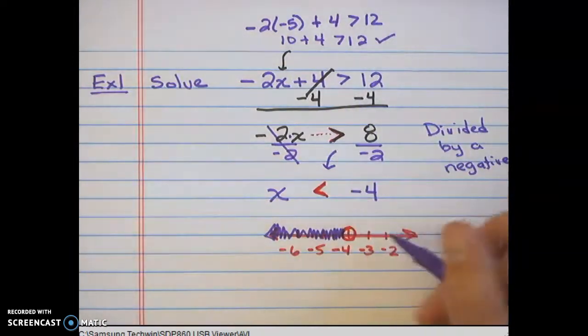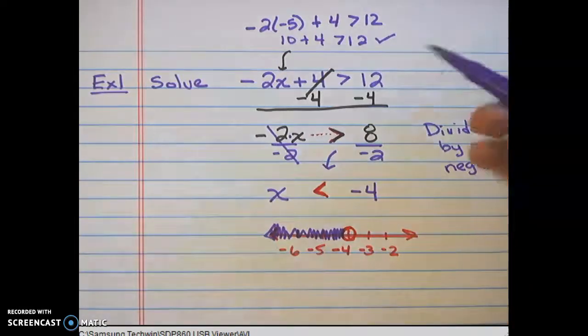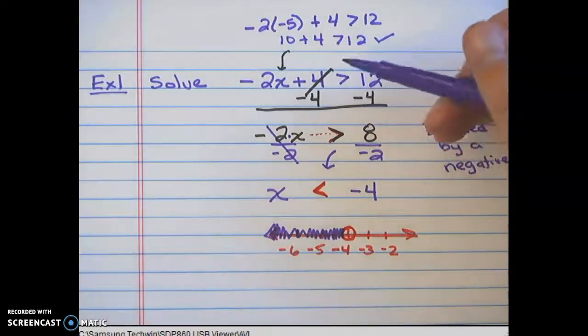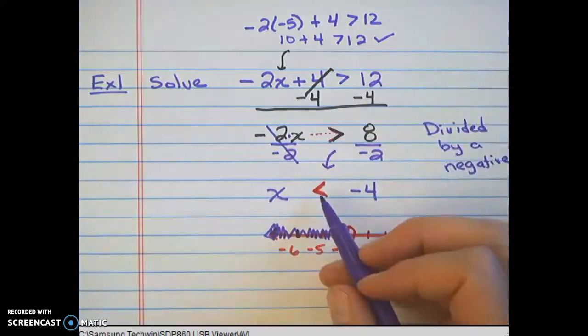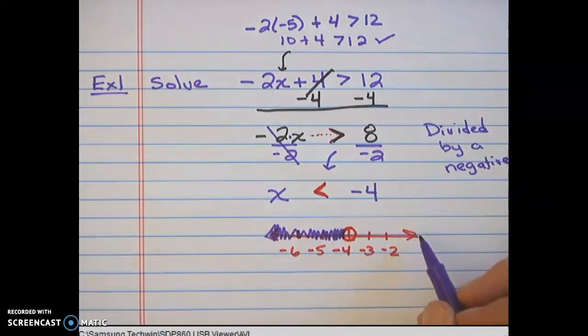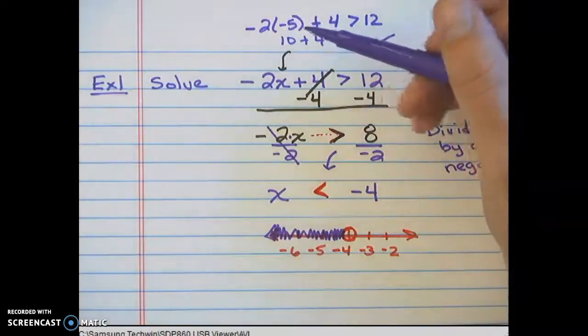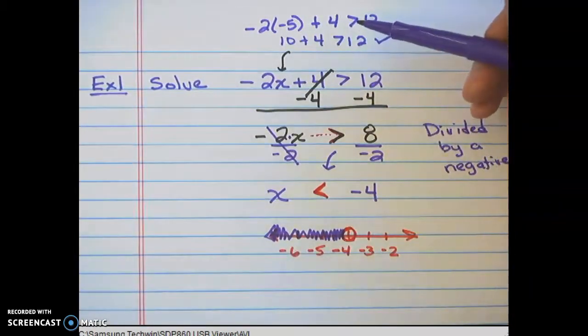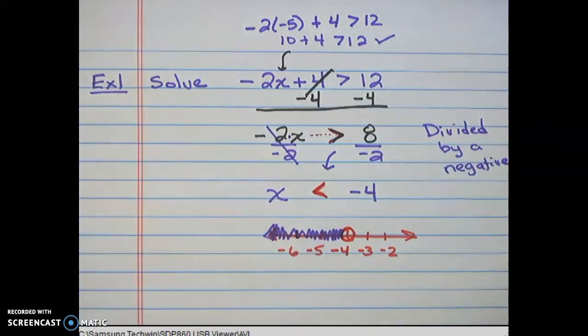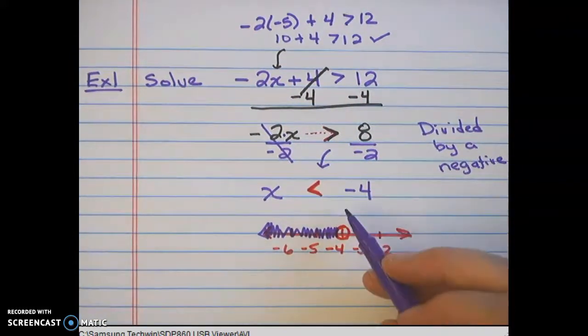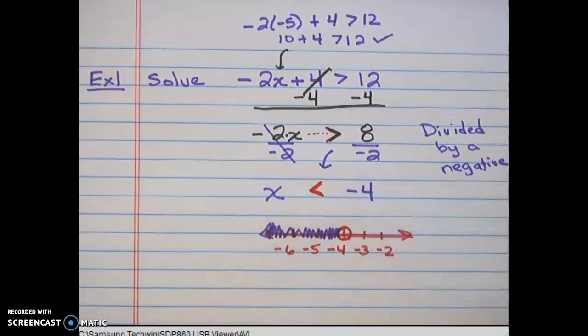If I didn't reverse that symbol, it would have still said that, but I would have said x had to be greater than -4. I could have picked a number like 0 then, and 0 plus 4 is not greater than 12. So it would have given me some wrong solutions. So it's really, really important that when you divide by a negative, you switch the sign.